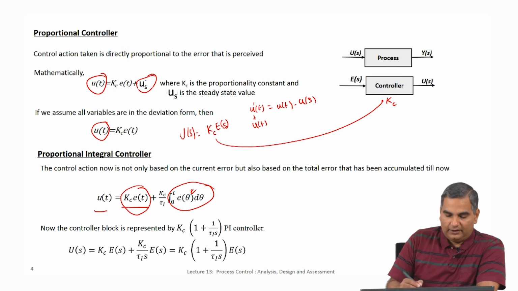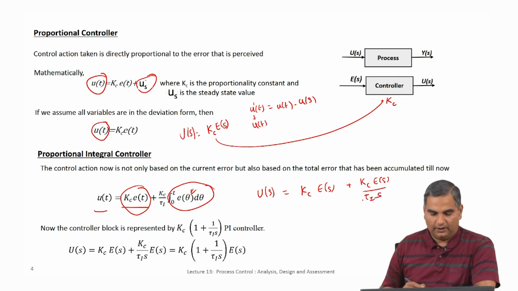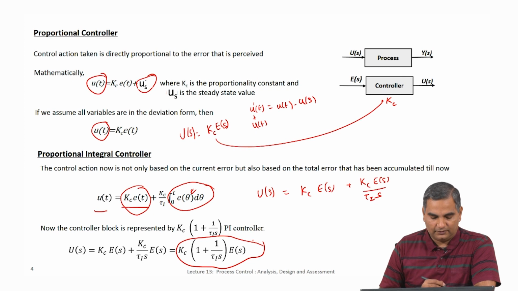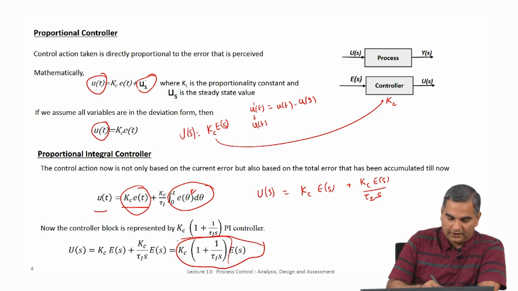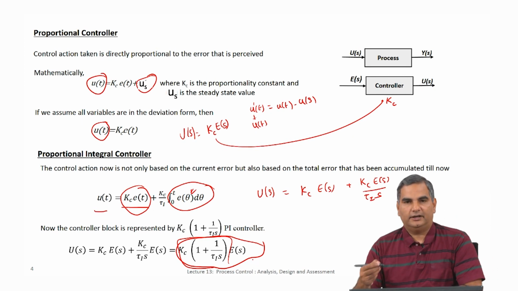In this case, if you take the Laplace transform, you will have U of s is kc E of s, and we know this from before. If you do this integration, the Laplace transform of this will be E of s by s. So, I have kc E of s by tau I s. Now, if you simplify this, you will get this form, which is kc into 1 plus 1 by tau I s, times E of s. So, because U of s is some multiplication times E of s, the controller is defined by this multiplying factor, which is kc times 1 plus 1 over tau I s. So, that is called the proportional integral controller.